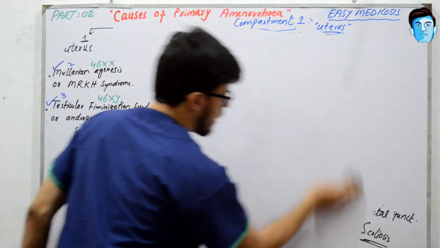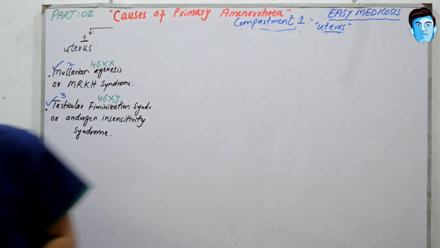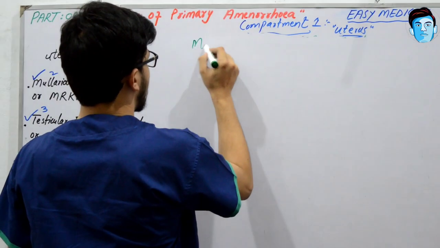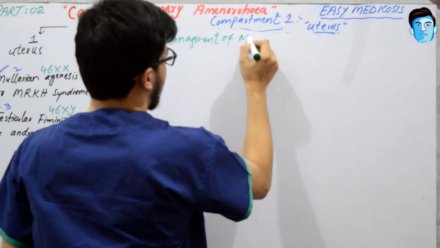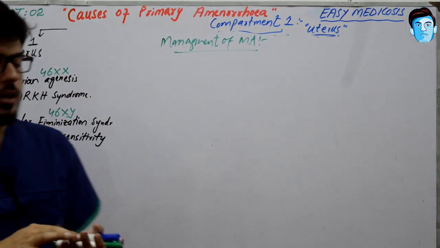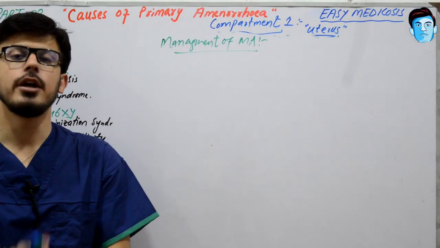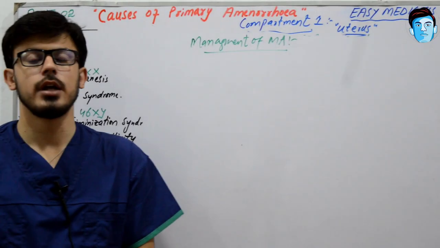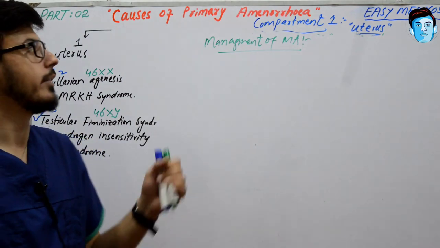Let's discuss the management of Mullerian agenesis. Management of a Mullerian agenesis patient. So it is obvious you can't make these females menstruate. And why is it so? Because of the absence of the uterus. And that's the main reason the menstrual function is not restored in this condition.